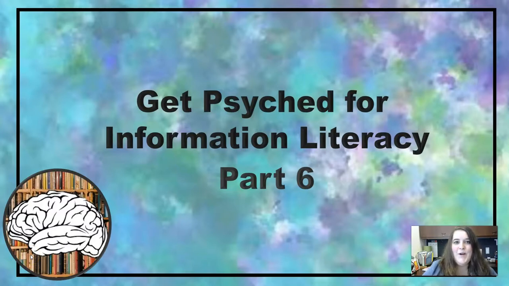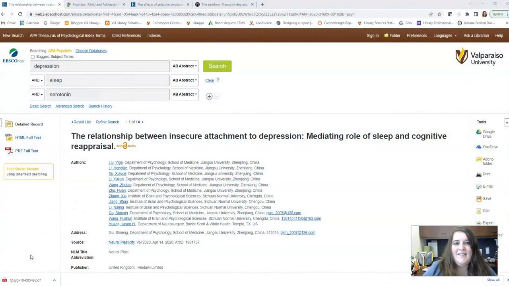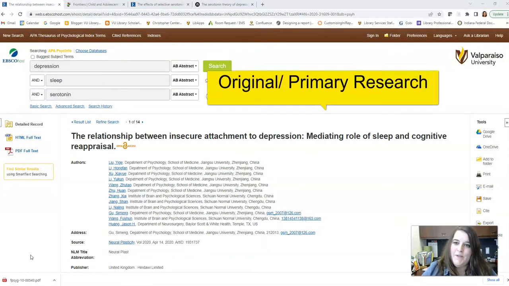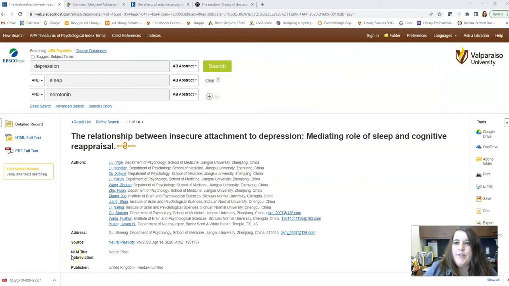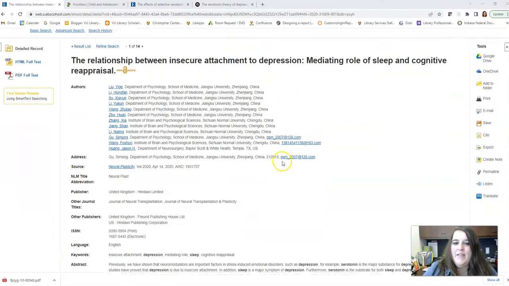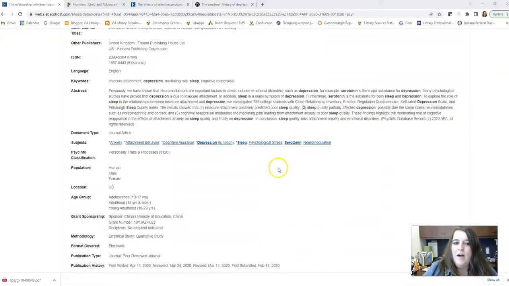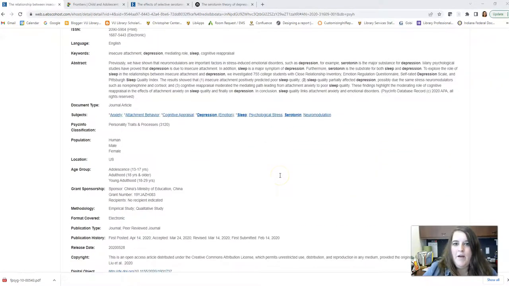In today's session, we're going to be talking about the different types of research. So this will include original or primary research, literature reviews, systematic reviews, and systematic reviews including meta-analyses. So the first thing I want to point out is original or primary research. This is pretty much a research paper that somebody has done when they are doing an experiment on something.